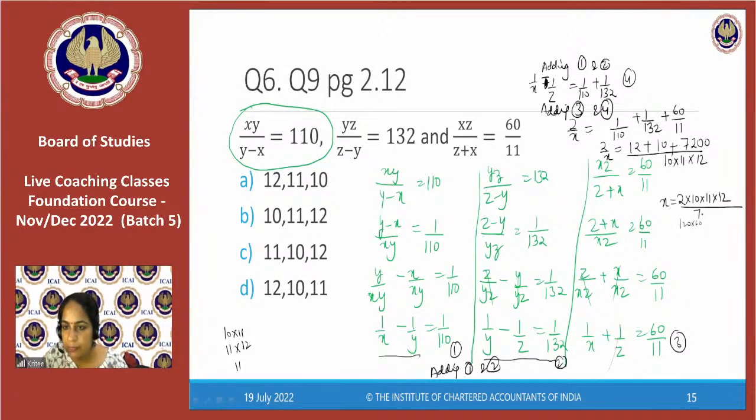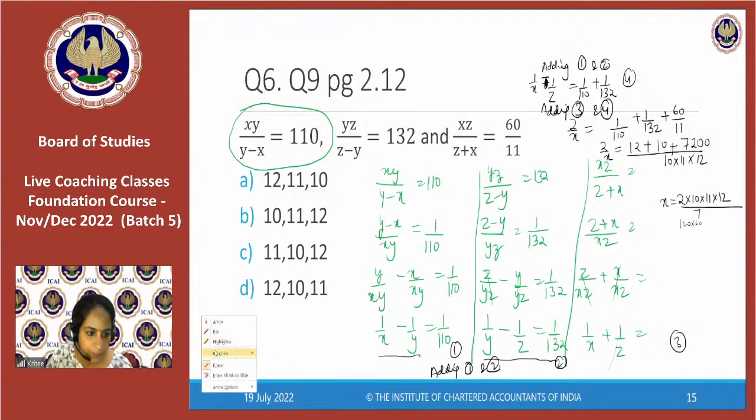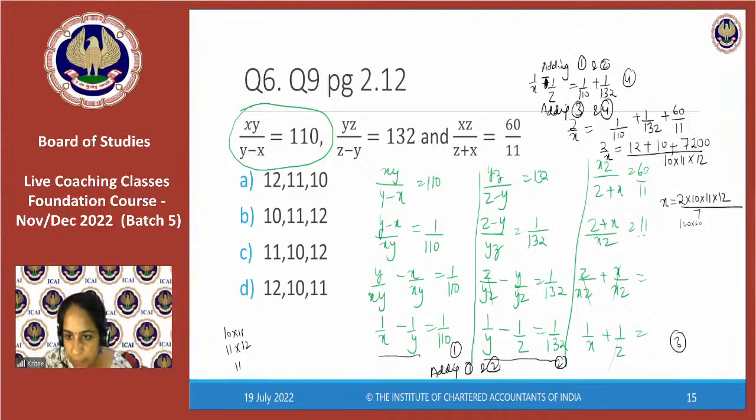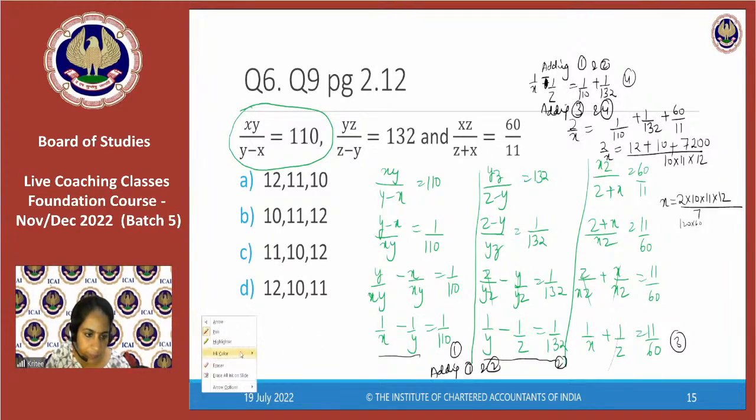Again, did I miss something? Oh, this should have been 11 by 60. Oh my God, I'm so sorry. This is 11 by 60. That is what I was wondering, how this number is not changing. Yes. So this is 60 by 11, 11 by 60 here, 11 by 60 here again. And yes, it must be 11 by 60.